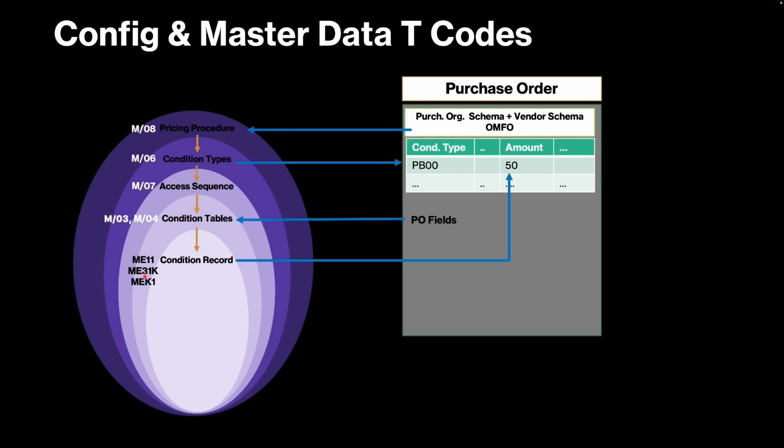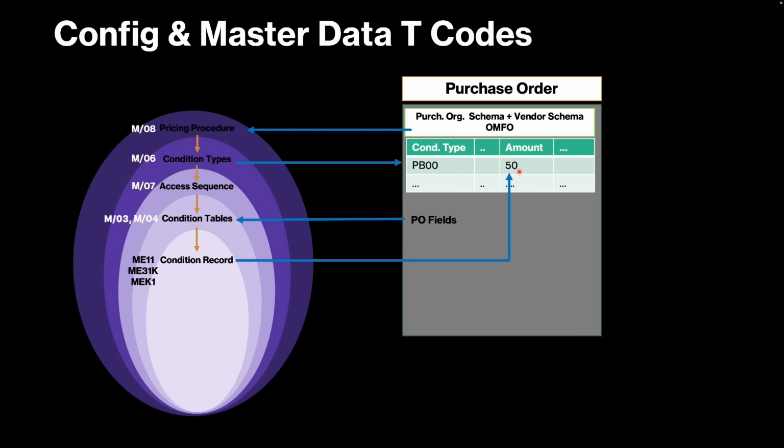Okay, for general conditions you can use this T code MEK1, but for maintaining condition records against an info record you must use this T code ME11 to create the info record and then maintain the condition record through that particular info record. Similarly, for a contract item, to maintain the condition record you have to use this T code ME31K, which is used to create the contract in SAP. And these condition tables are matched with the PO fields to fetch these condition records in your purchase order.